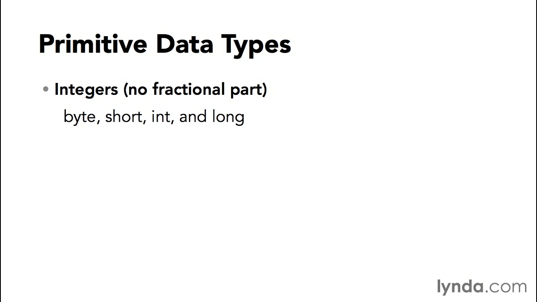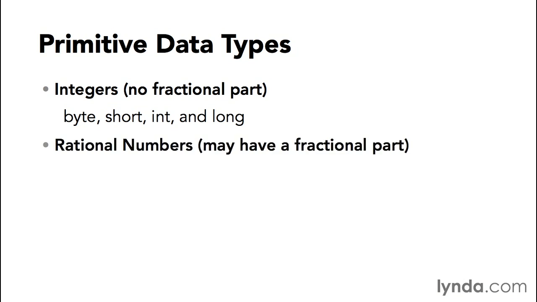The smallest one is the byte, which can hold signed values from minus 127 to positive 127, and unsigned values from 0 to 255. The short, the int, and long allow for much larger numbers. To store rational numbers, which are numbers that include a fractional portion, such as 1.75, we use float and double. For most of the exercises in these videos, I will be using int and double data types.